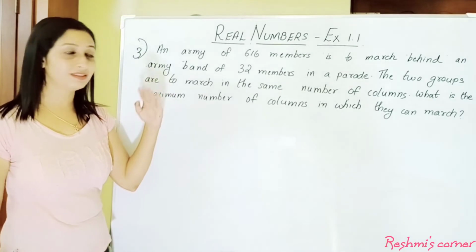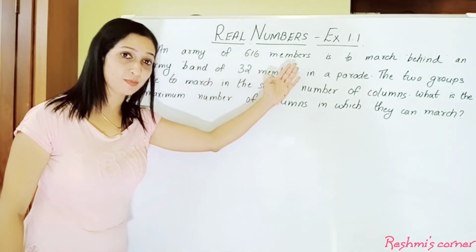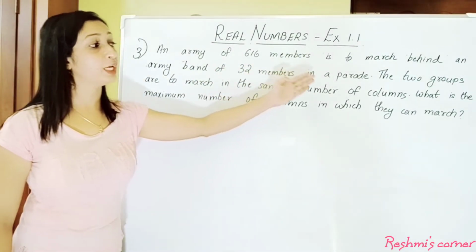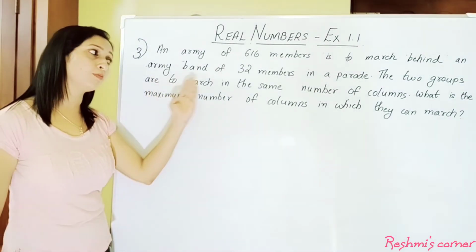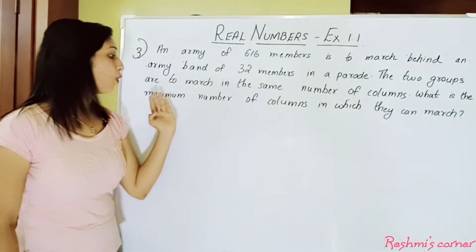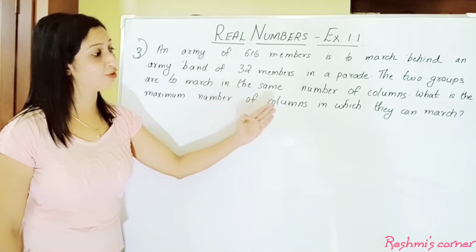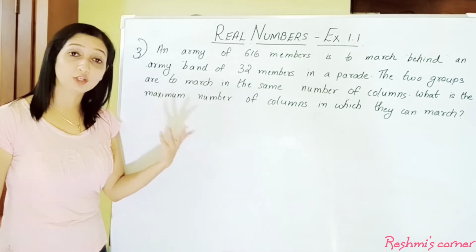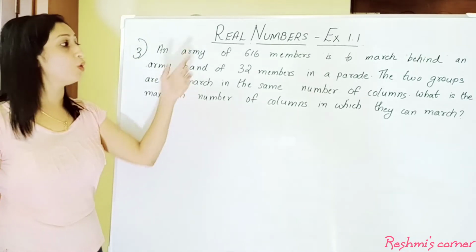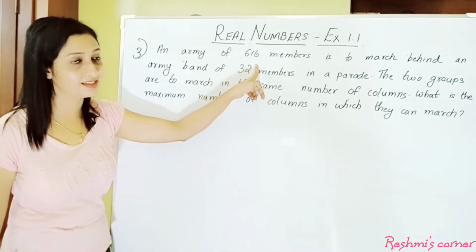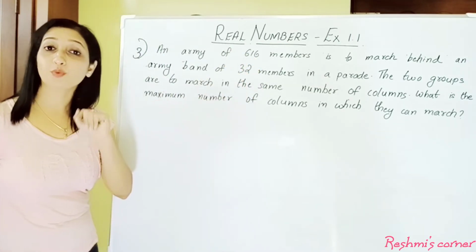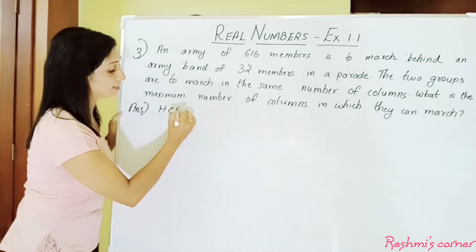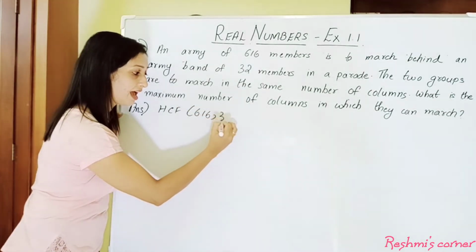So this is our third question, which is: an army of 616 members is to march behind an army band of 32 members in a parade, and the two groups are to march in the same number of columns. What is the maximum number of columns in which they can march? So to find out the maximum number of columns, what should we do? We need to find out the largest number which divides both the 616 and 32. So for that we need to find out the HCF. So our answer is to find out the HCF of 616 and 32.